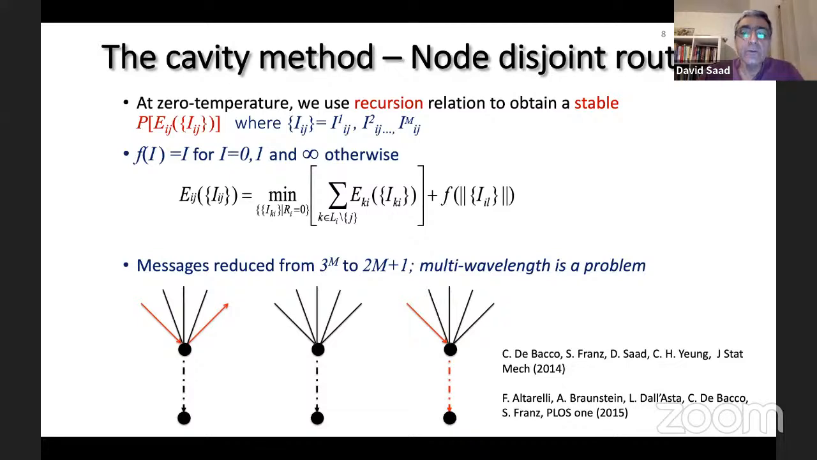However, when we talk about multi-wavelength, this becomes really problematic, because you have to consider all possible wavelengths, and therefore it becomes exponential in the number of wavelengths, the messages. I should also point out that the first of these two papers, the paper with Katerina as first author, is node disjoint. Later on, Katerina and the Turing group followed with another paper on edge disjoint problems.